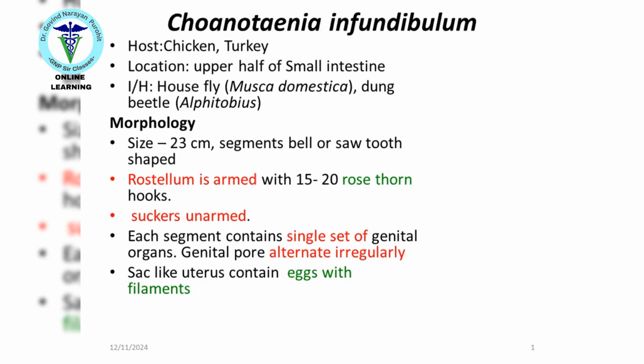Choanotaenia infundibulum infects chickens and turkeys, residing in the upper half of the small intestine. It uses house flies and dung beetles as intermediate hosts. The rostellum is armed with 15 to 20 rose thorn hooks, and each segment contains a single set of genital organs. The sac-like uterus contains eggs with filaments.